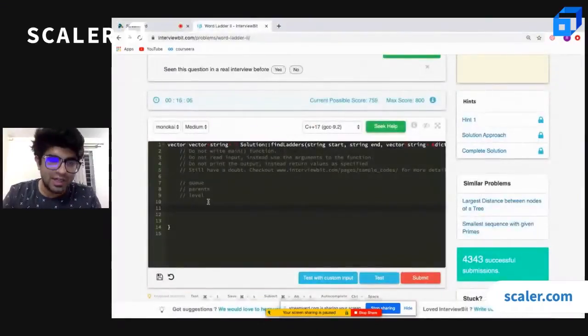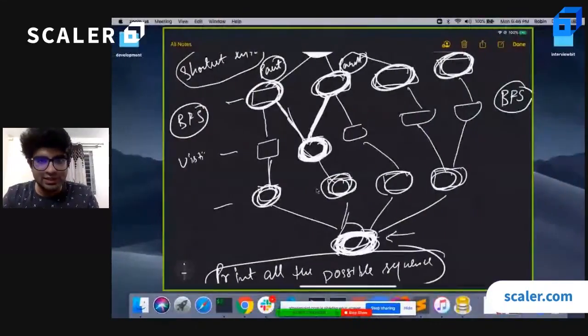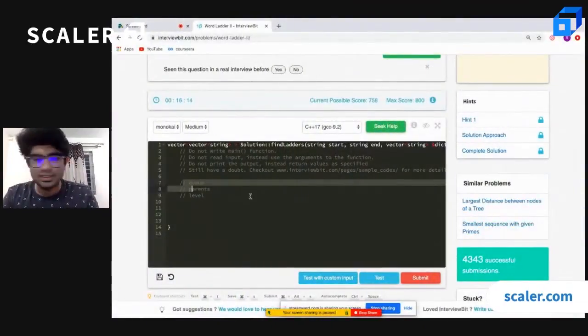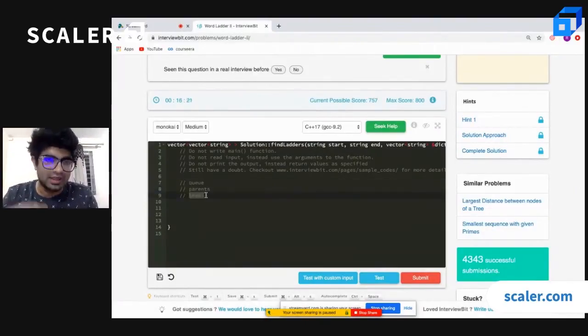Let's say we need to track level. So let's try to analyze. What I was saying is, to solve this problem, what sort of information do I need? One thing, I need a queue if I need to maintain this sort of structure. And the other thing I need is some sort of parents information as well, because I need to build that structure, and I need to track levels as well. So I need the information of level as well.